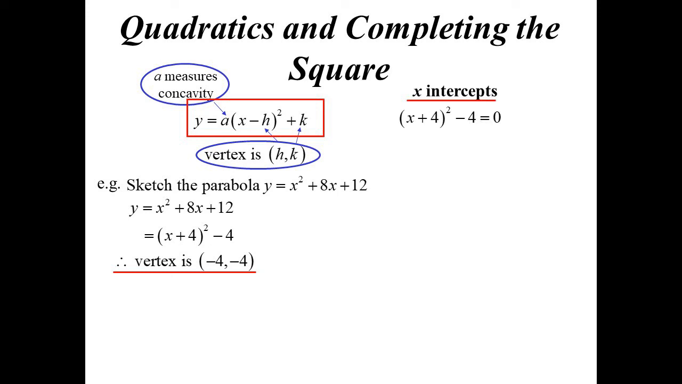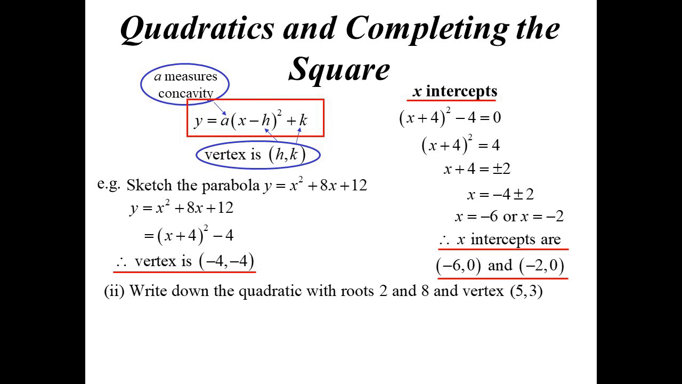If I want to find the x-intercepts, seeing I've got it in that form already, we still solve equals 0, but now all I've got to do is move the 4 to the other side. I've got something squared equals 4, so it must be plus or minus 2, and we get our x-intercepts that way.